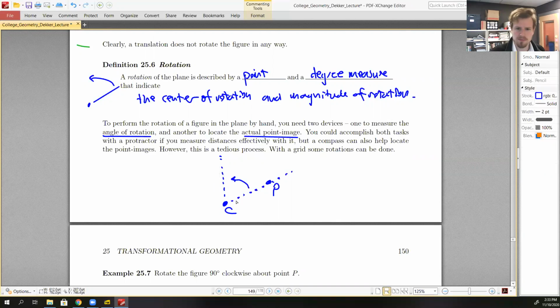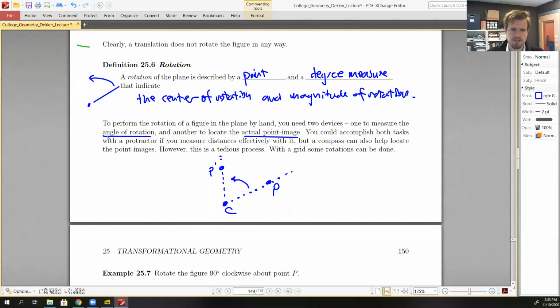So when we rotate it, we should find that the distance from C to P is the same as the distance from C to P prime. Okay, that should make sense for us because C is fixed. So C is C prime, and the distance from C to P is the distance from C prime to P prime. But C is C prime, so this distance and that distance are the same. Okay, so you would need those two devices.